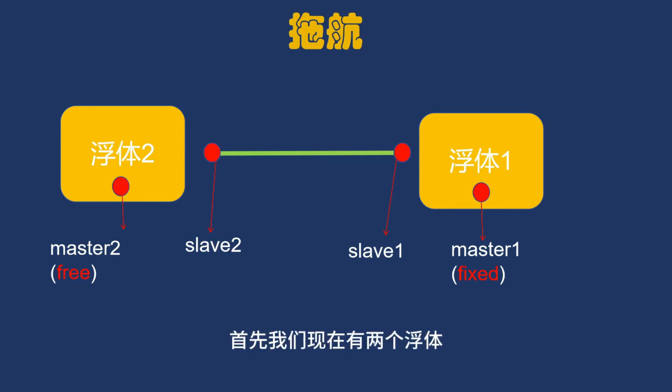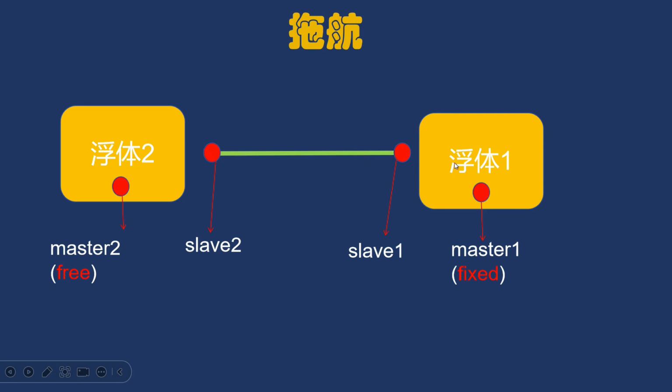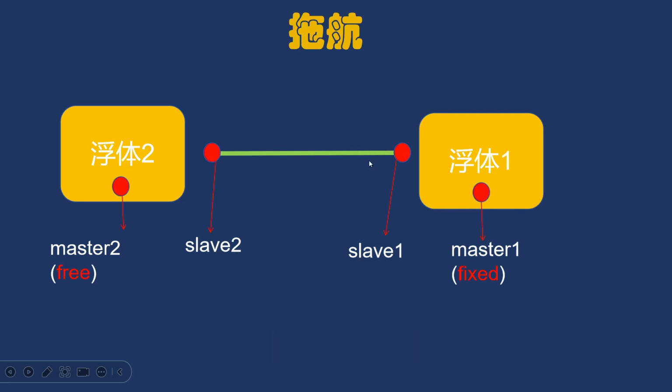First, we now have two floating bodies. Let's assume that floating body 1 is towing floating body 2. Each floating body has its own red dot, which represents the motion reference point of the floating body. Then, the cable in the middle also has two endpoints. These two endpoints are also what we refer to as supernodes. Next, we need to clarify the relationships among these supernodes. For example, the motion reference point of floating body 1 acts as a master node. One end of the cable.